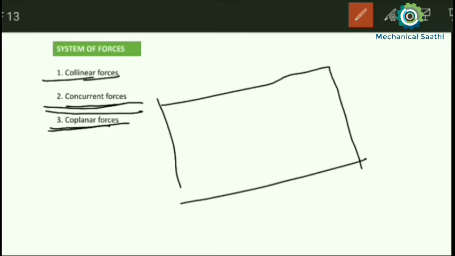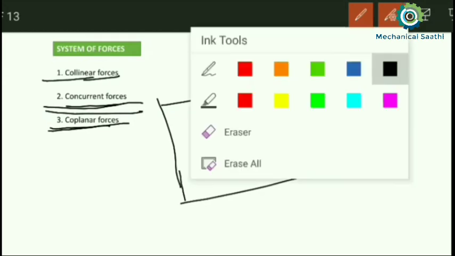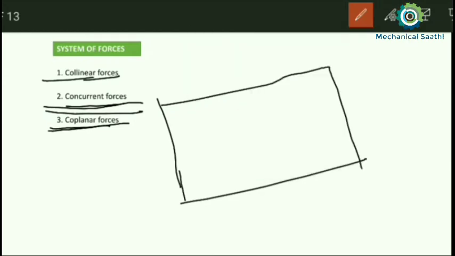So all these forces are in a single plane, and concurrent means they may be coming from a single point, or meeting at a single point, or all the lines of action of those forces may be meeting at a single point. If we try to draw that, coplanar means there will be forces only in this plane, and concurrent means, as I have discussed, that they may be meeting at a single point. So this type of system we can say is coplanar and concurrent.